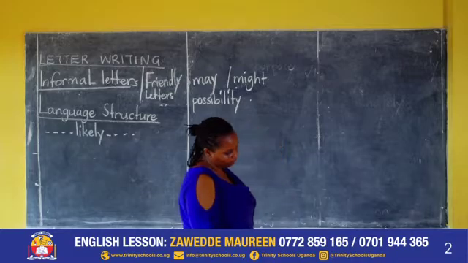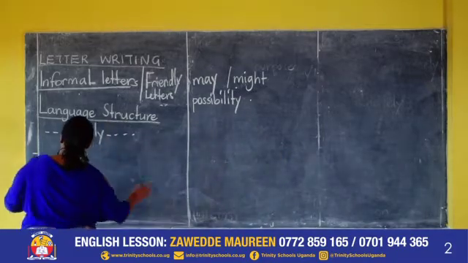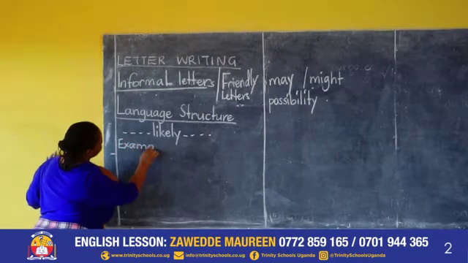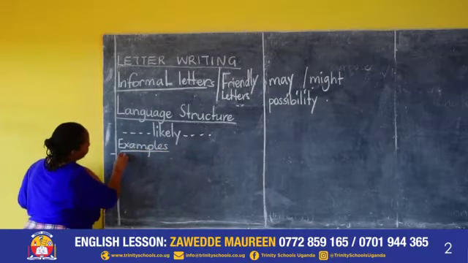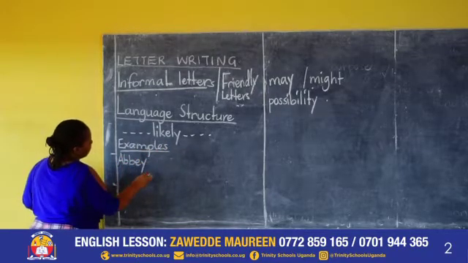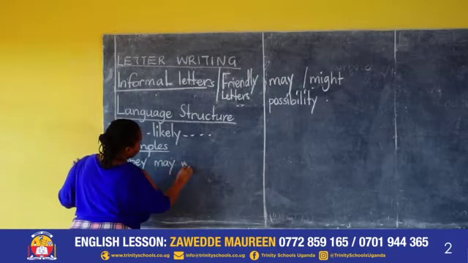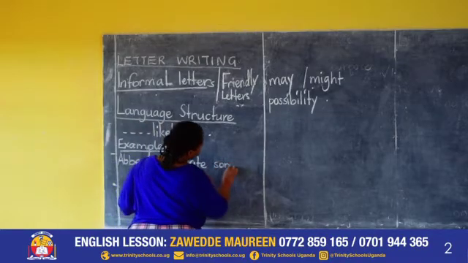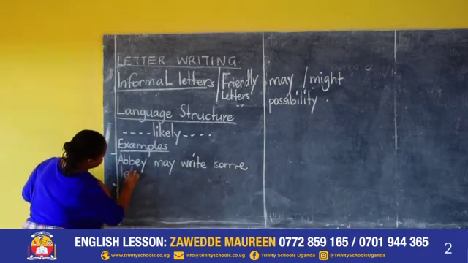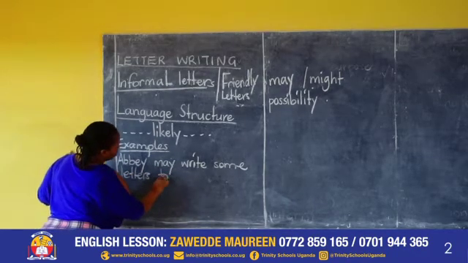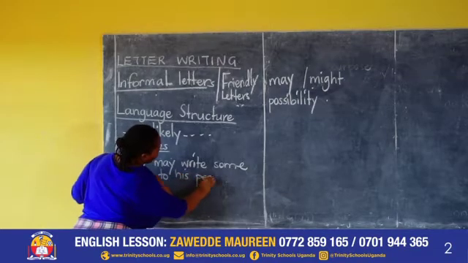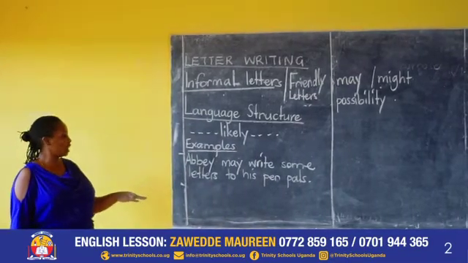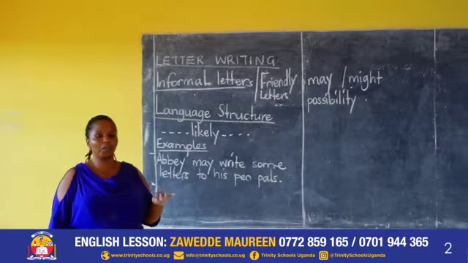For example, I can say, I have a friend called Abe in my class. I can say, example: Abe may write some letters to his pen pals. Remember what he said who a pen pal is? So Abe may write some letters to his pen pals.